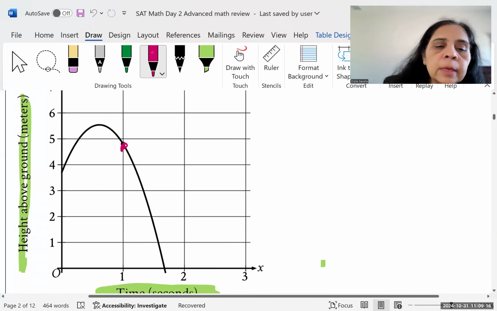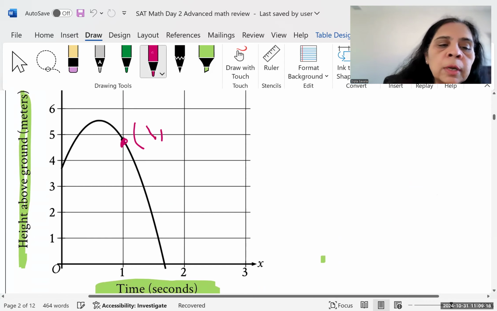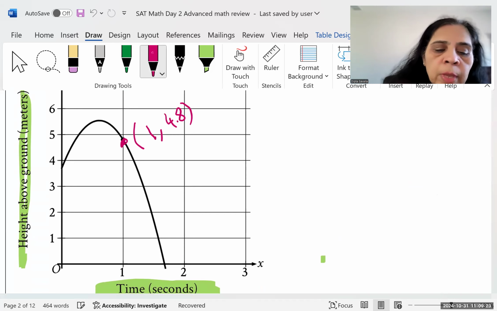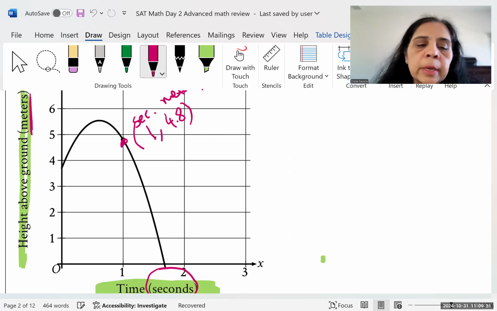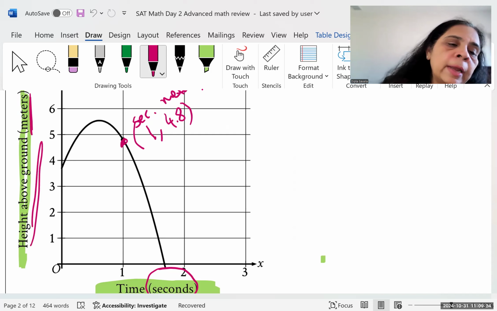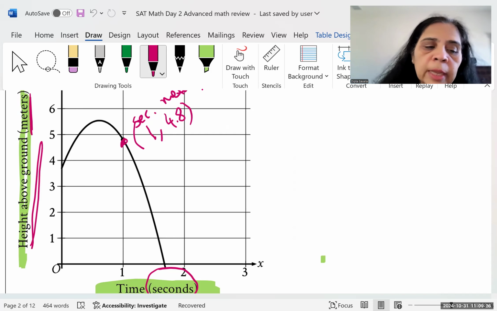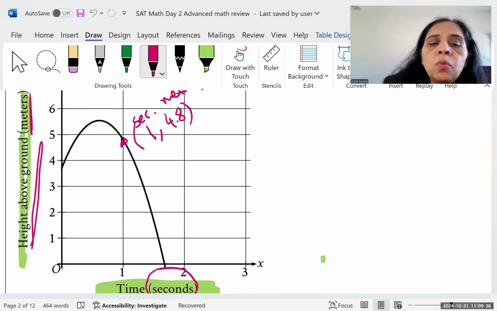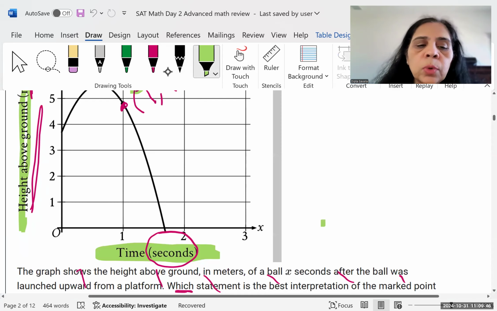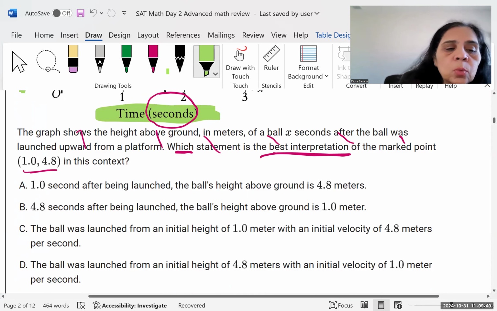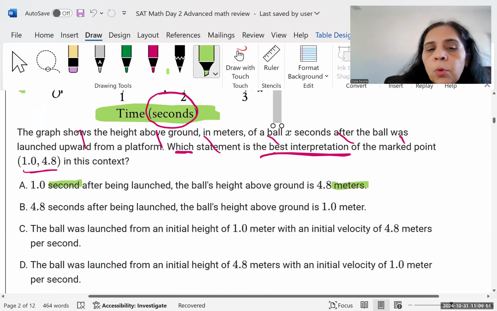So what we can see here, this point is right here, 1 and 4.8. That's 1 second, and this unit is meters. What does that mean? In 1 second, the height of the ball, or whatever thing they give you, the height above the ground is 4.8 meters. So you just match the units, right? The x coordinate is 1 second. So let's see here. It says 1 second and 4.8 meters.